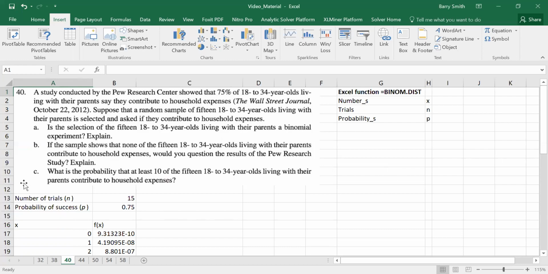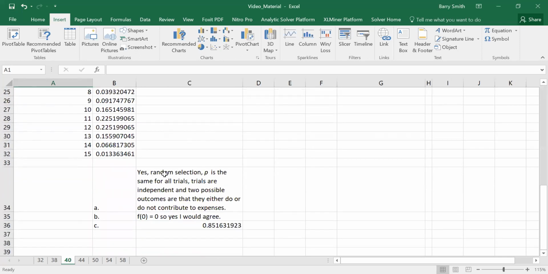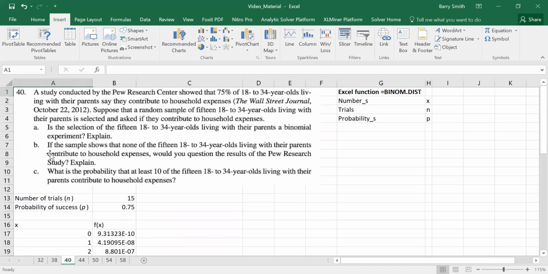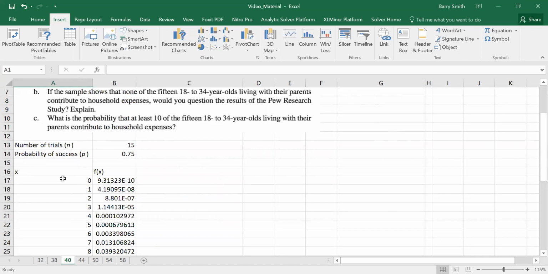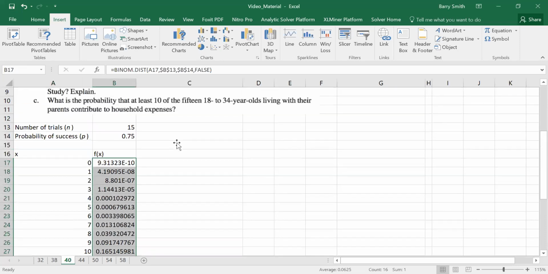All right, so this is still the binomial distribution. My answer is, yes, it is a binomial experiment, and the reason is it fulfills all the items. It's a random selection. P is the same for all trials. The trials are independent of each other, and there are 2 possible outcomes: either they do or they do not contribute to the expenses. Okay, so next, if the sample shows that none of the 15 18 to 34-year-olds living with their parents contribute, would you question it? Well, I went ahead and did again the whole table, x from 0 to 15, and found all their f of x's.